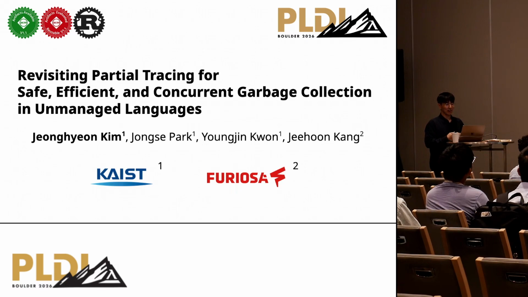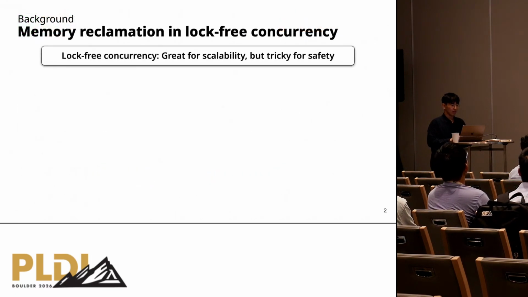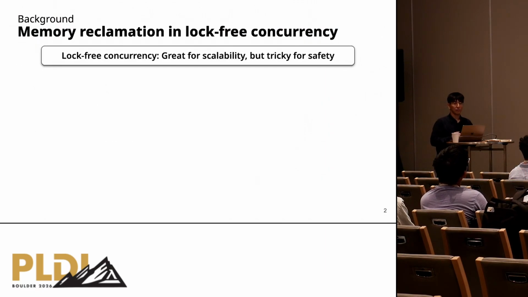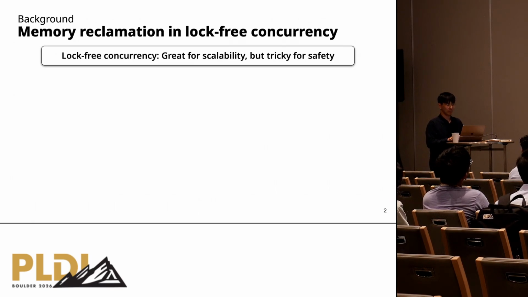Today we will talk about our work, revisiting partial tracing for safe, efficient, and concurrent garbage collection in unmanaged languages. Modern software runs on more and more cores, so lock-free concurrency is now everywhere. It is great for scalability, but it is tricky to get right.